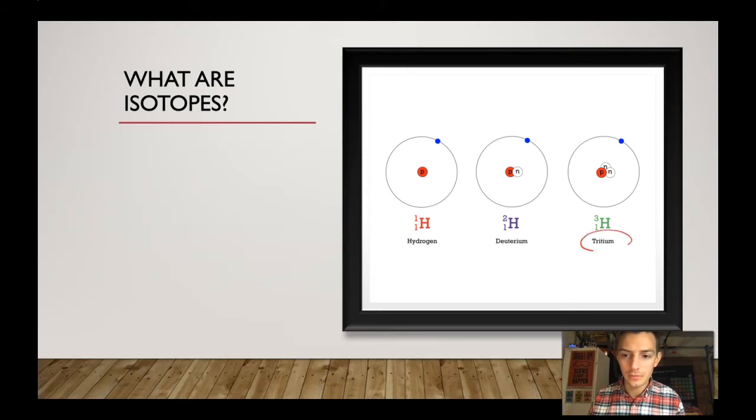Here's that tritium. It's a real thing. It just doesn't occur very often. In fact, almost never will you find it. But it is possible to make it. It just happens to be radioactive. So it's really, really hard to even get your hands on it.